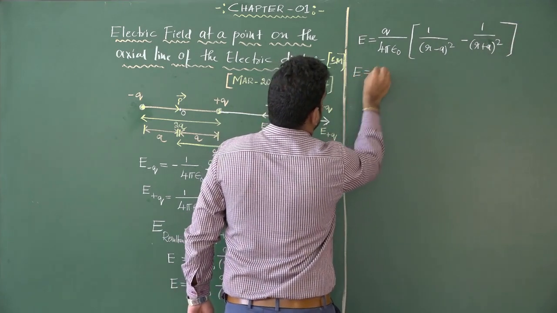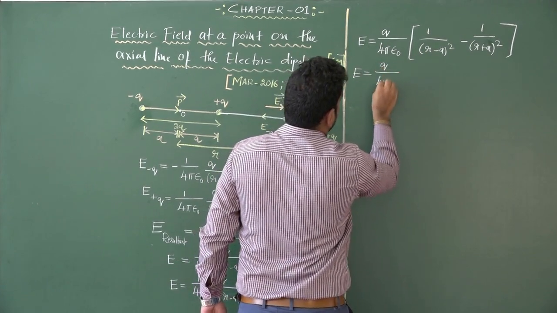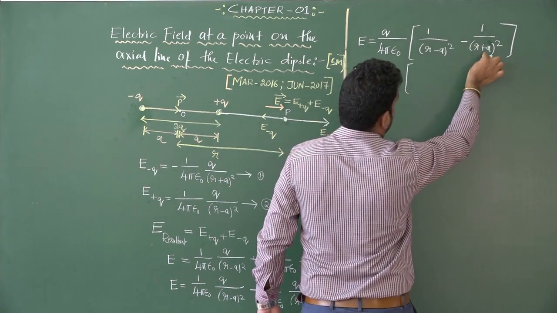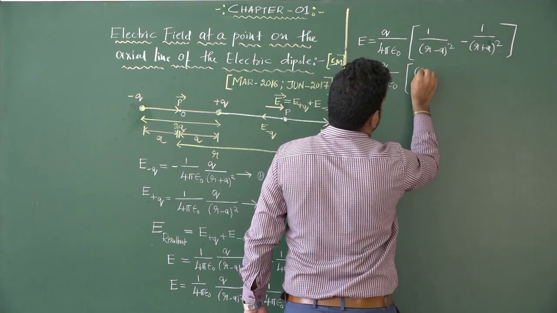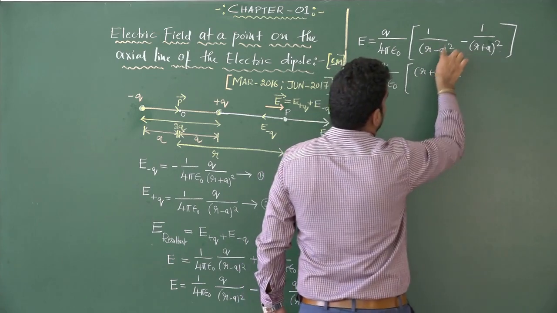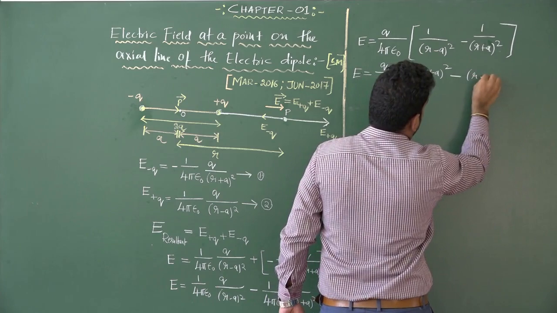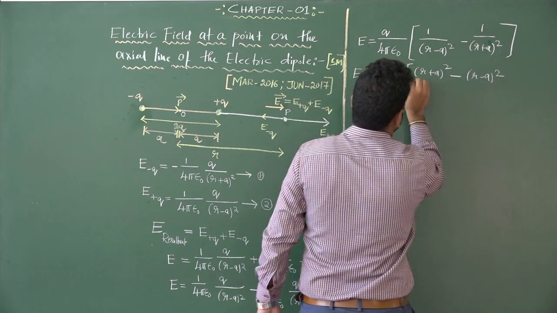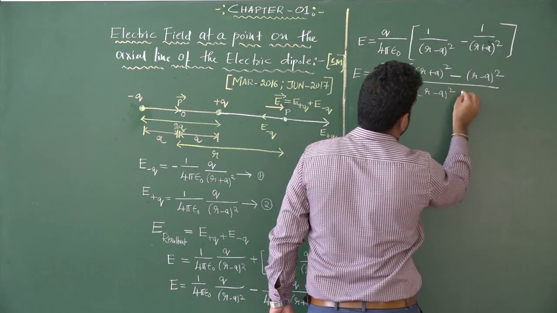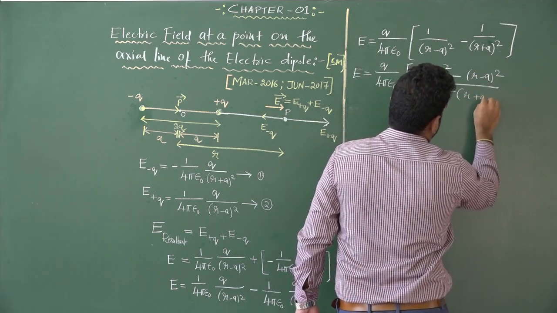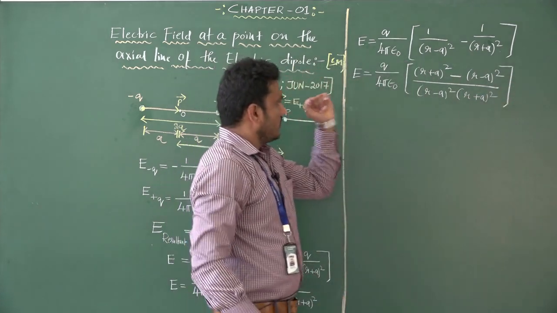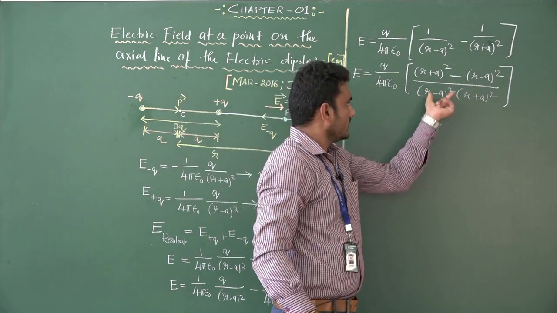Then E is equal to q divided by 4 pi epsilon naught, we can take LCM, cross multiplication: (r plus a) whole square into 1, minus (r minus a) whole square into 1, divided by LCM (r minus a) whole square into (r plus a) whole square. So like this we got it. Now we have to solve the numerator and denominator.